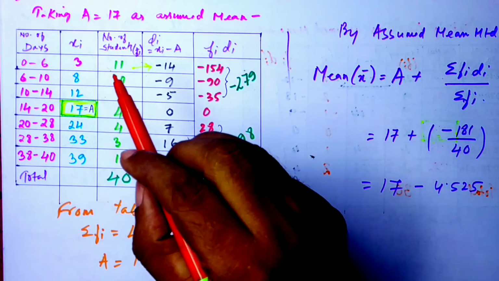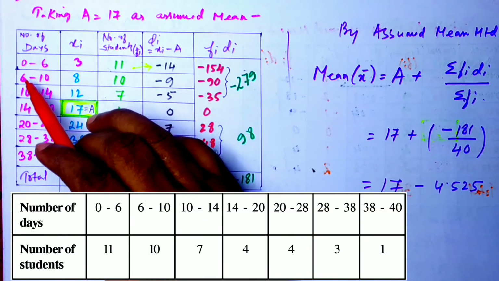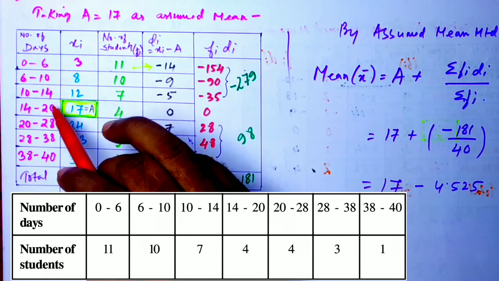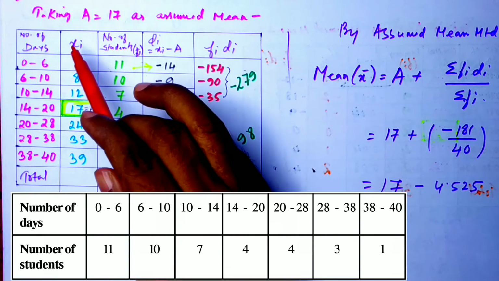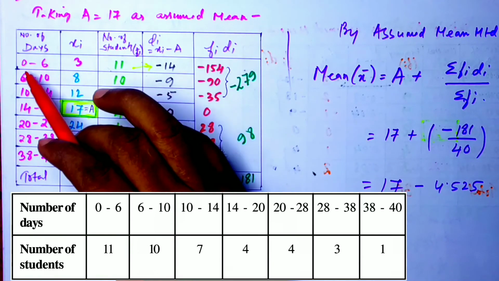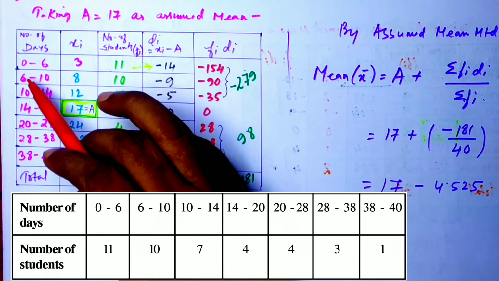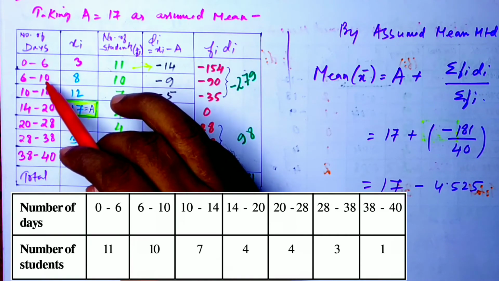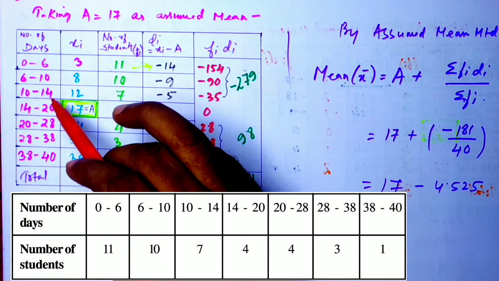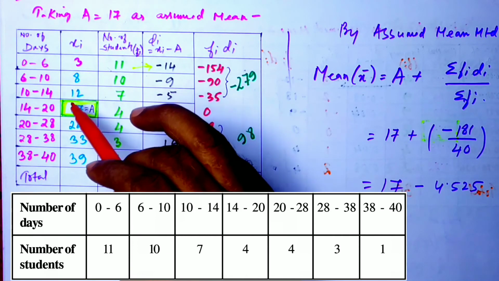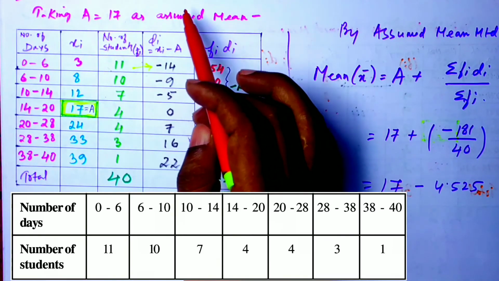Here we made the table: number of days as 0 to 6, 6 to 10, 10 to 14, 14 to 20, 20 to 28, 28 to 38, 38 to 40. We found the xi, the class mark of each interval. 0 plus 6 is 6, divided by 2 is 3. 6 plus 10 is 16, divided by 2 is 8. 10 plus 14 is 24, divided by 2 is 12. Likewise we got the rest, and we choose 17 as the assumed mean.